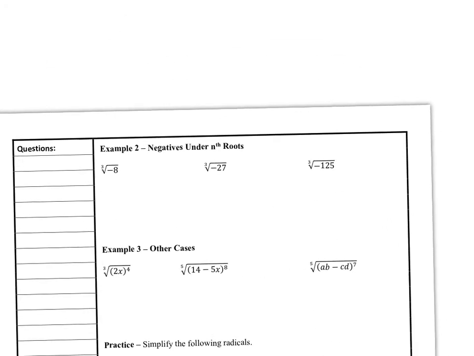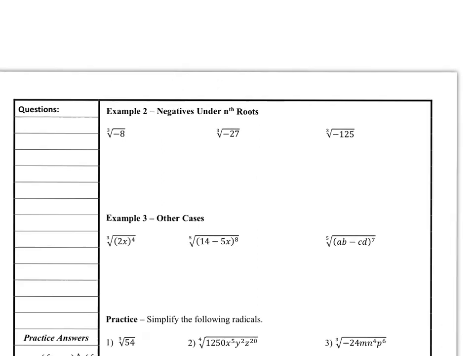Alright, so here we go. Negative under a root. So the 3rd root of negative 8.